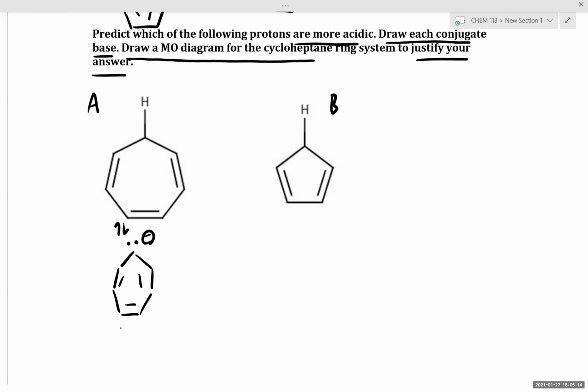Looking at both of these structures and looking at the conjugate bases, when we draw them out, which of these two conjugate bases are aromatic, anti-aromatic, or non-aromatic? Does that make sense? So what does the class think about this?